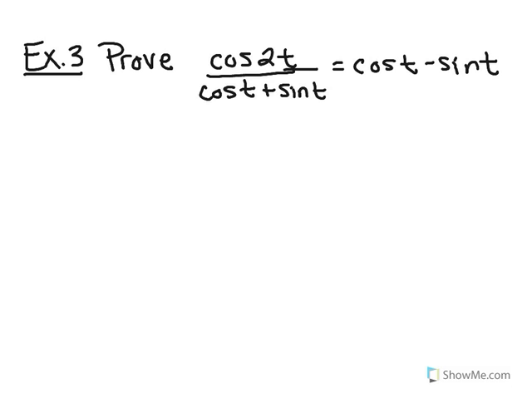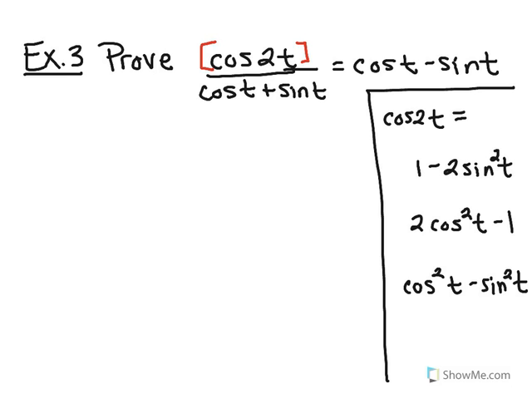Okay, so in this example it says to prove that the cosine of 2t all over cosine t plus sine t is the same exact thing as cosine t minus sine t. Now this numerator, cosine of 2t, is another double angle identity. However, this one has 3 different identities, so we need to look at each one of them carefully and decide which one we need to use.